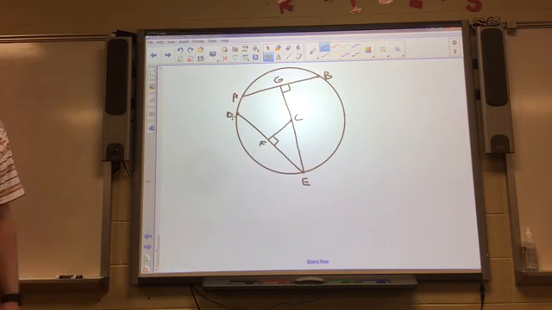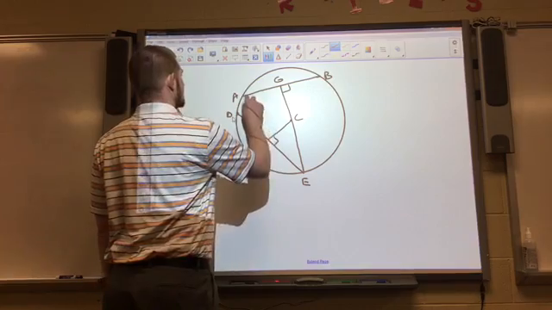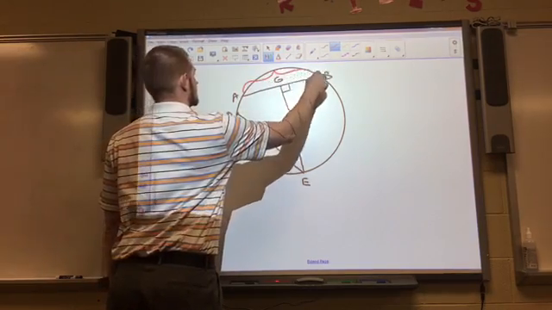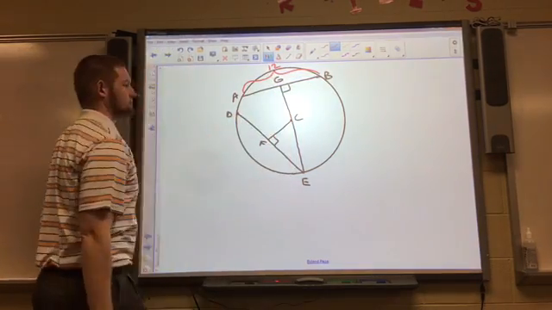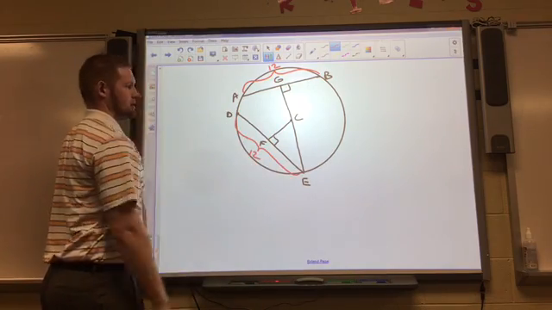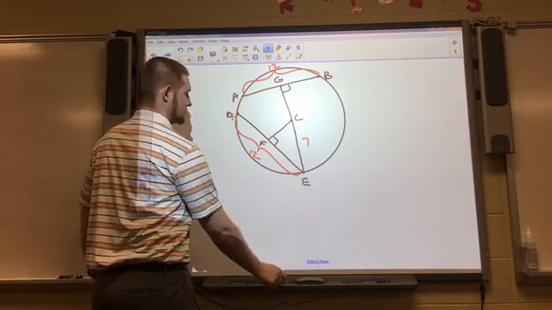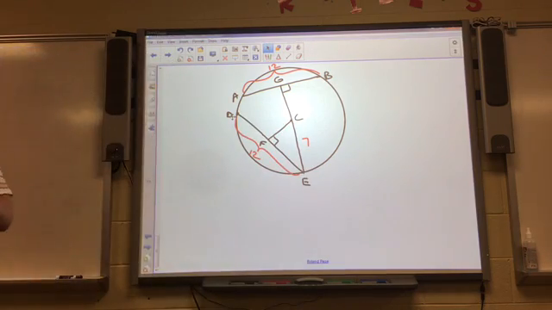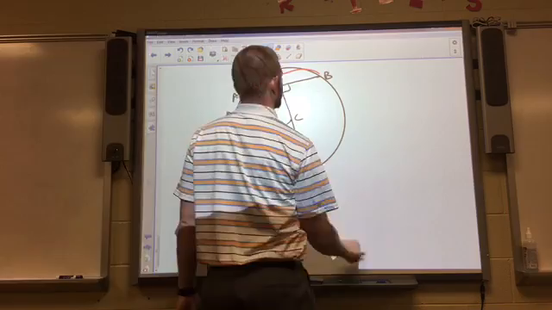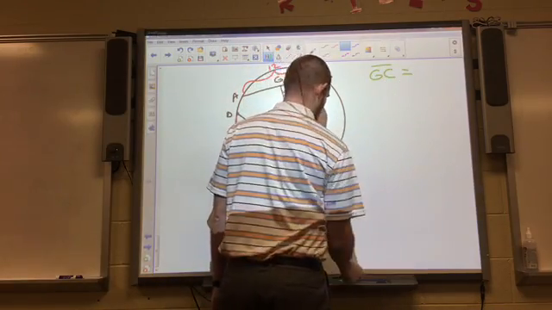Okay, now I'm going to fill in the rest of the things they tell us. They told us that AB is 12 units. They told me that DE is 12 units. And they told me that CE is 7 units. They want to know what is the length of GC.